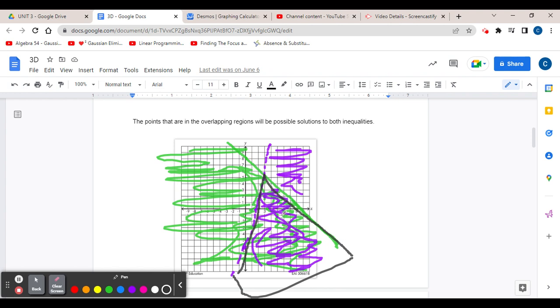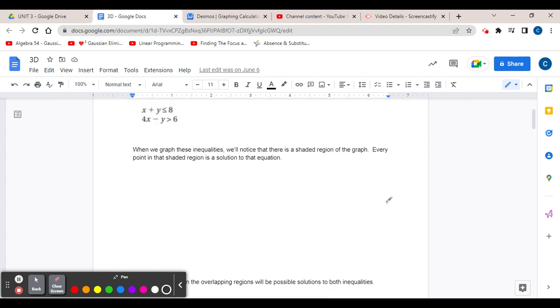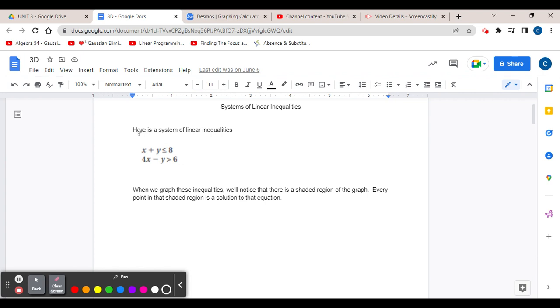Let's say hypothetically we take the point (6, -6). It was in that region down there, so let's try it out. For x plus y less than or equal to 8: 6 plus negative 6 is equal to 0. 0 is less than or equal to 8.